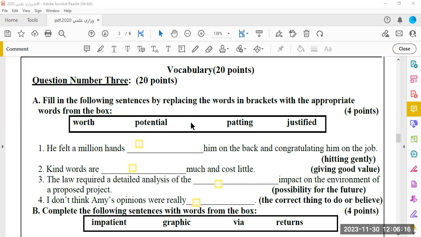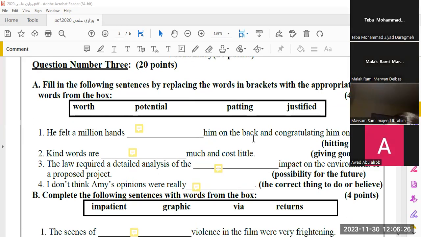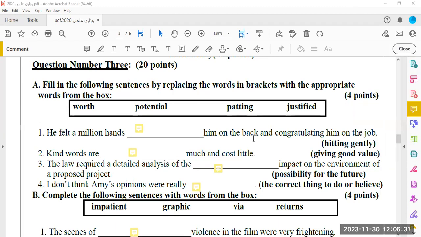Malak, number 1, please. He felt a million hands patting him on the back and congratulating him on the job. Okay, if somebody is touching your back, he's patting you. Number 2. Yes, Maysam. Come on, Maysam. Kind words are worth much and cost little. Worth. Number 3 now, Tiba.